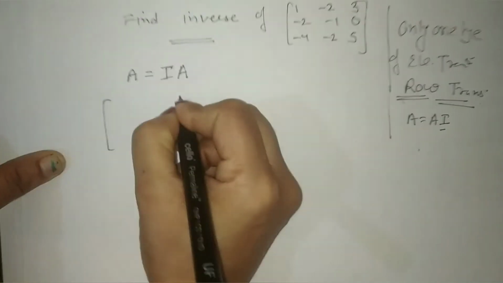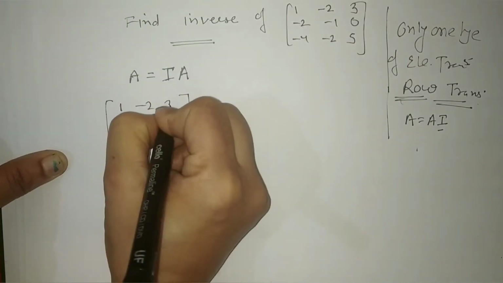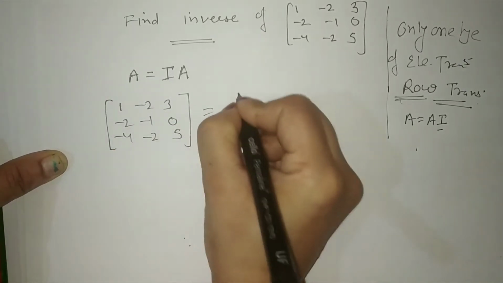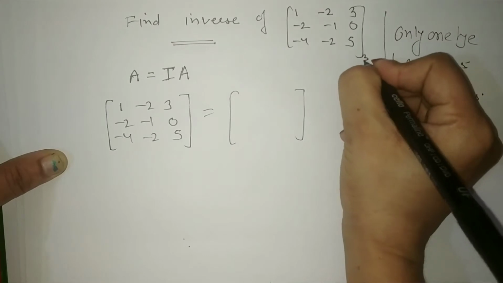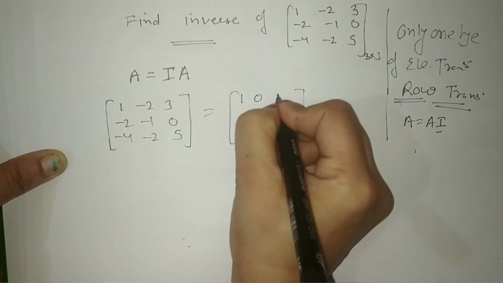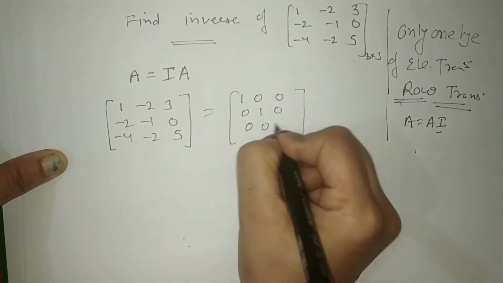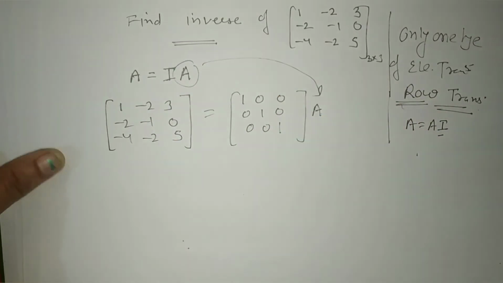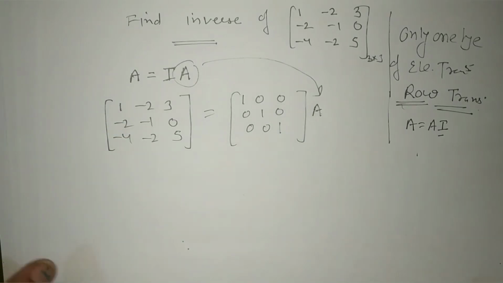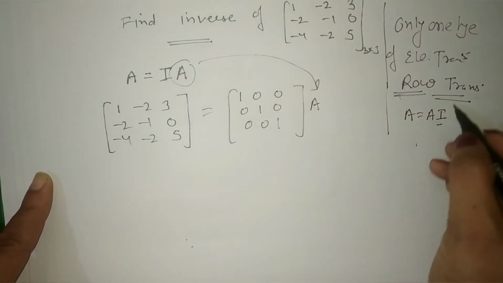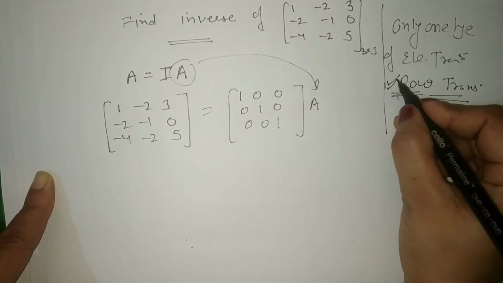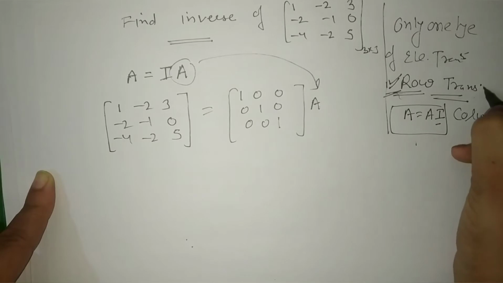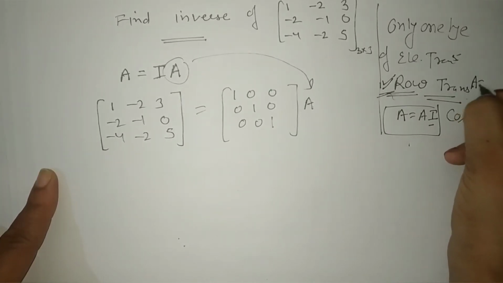So here you have to write the A matrix, which is given, and the identity matrix of the same order as that of A: 1 0 0, 0 1 0, 0 0 1, and A as it is. Now this A will be as it is throughout the question. So as we have selected row operations, this is for column operations. For row operation we have A as I into A.